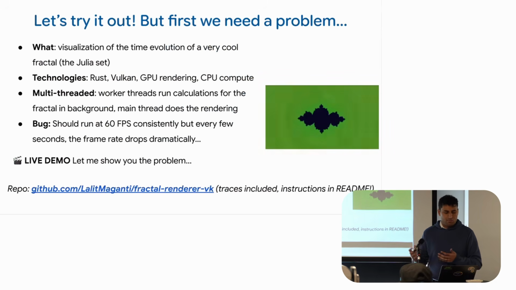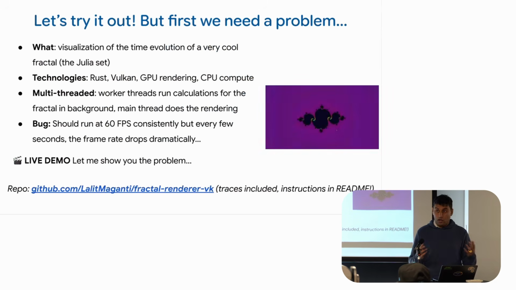A lot of the ideas in this are realistic, but it also means that you can try it for yourself. I worked on this over the weekend. It's a Rust program which generates a Mandelbrot set or Julia set and visualizes it over time, right? So the technologies I used: Rust, Vulkan, there's some GPU rendering, CPU compute thrown in there, a bunch of different things. It's also multi-threaded, so a bunch of computation is happening on background threads, and then that's being passed to the main thread for rendering. And then obviously, for demonstration purposes, there is a bug there.